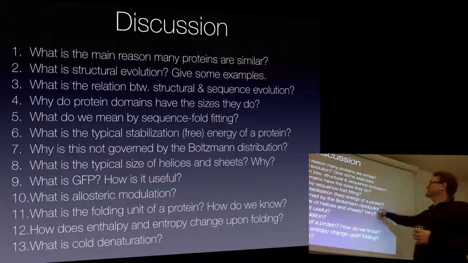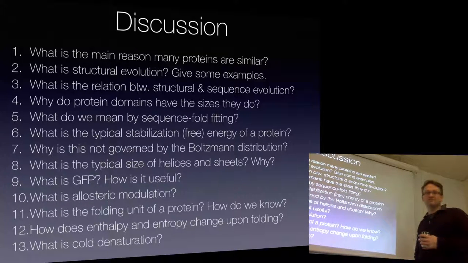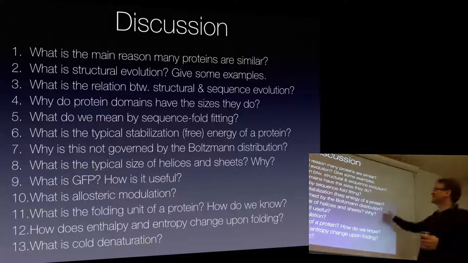Let's see, so which one? Six was the stabilization free energy. Which one are we talking about? Six, sir? Yeah. What is the typical? Yeah. The quasi-Boltzmann over K. Yes, and the point there is that this is roughly what? How large is that energy?